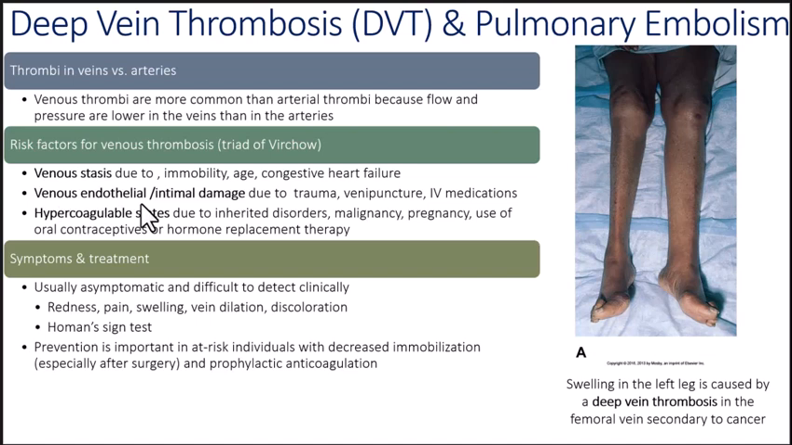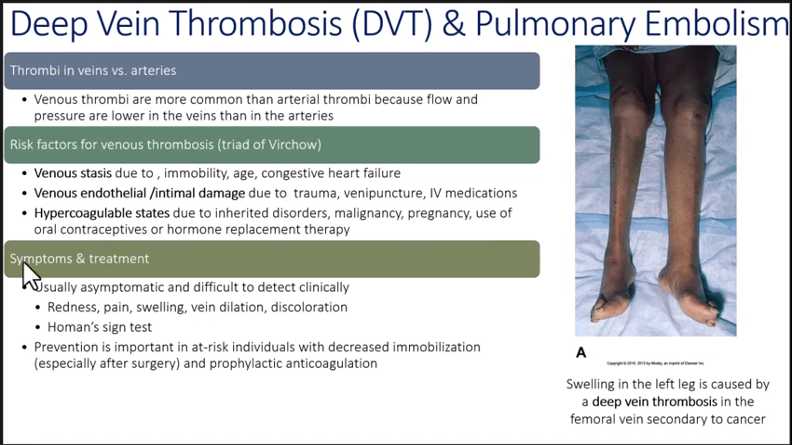Venous endothelial damage, so there's damage to the inner part of the vessel for whatever reason. And a hypercoagulable state, so this is where the person is more likely to form a clot. So they might have an inherited disorder that makes them more likely, or maybe they're taking oral contraceptives, which predispose you to clot formation. Pregnancy also predisposes you to clot formation. These are just some examples.